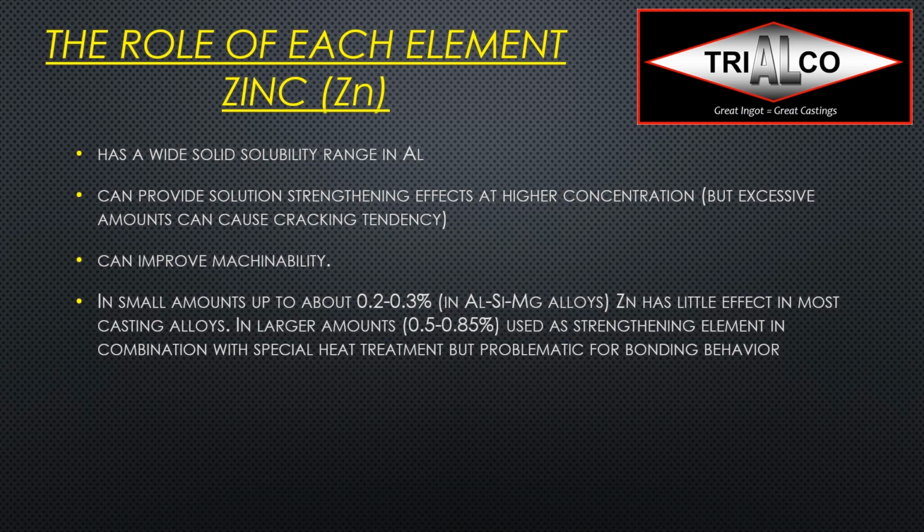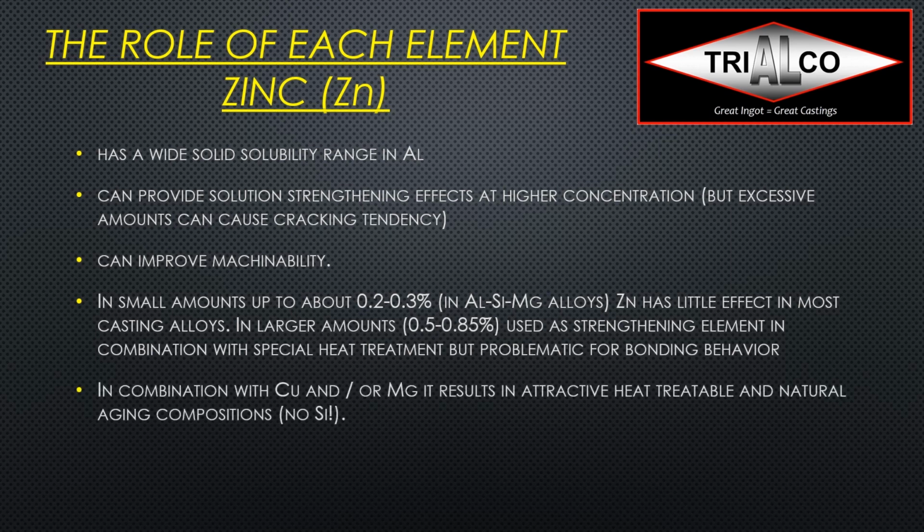You might see actually 3 or 4 stage, so you have different temperatures for solution heat treatment and different aging temperatures, and so it takes quite a bit of skill and playing around with it to find the optimum heat treatment for this. Now, in combination with copper and/or magnesium, it can result in very attractive heat treatable and natural aging compositions. But mind, again, not just iron, silicon as well is now an impurity in these alloys.